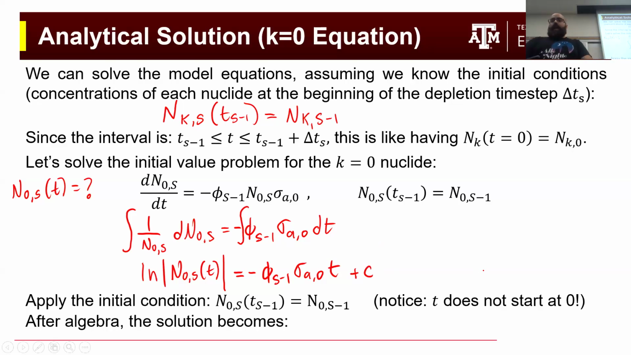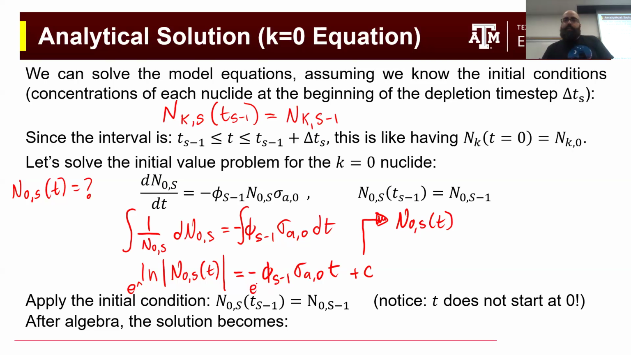Perfect. From here, I'm ultimately trying to get an equation for the concentration of nuclide 0. So how do I get this concentration by itself if it's inside of a log? Take the exponential of both sides. So that's what I'm going to show here. I'm going to exponentiate both sides. On the left-hand side, I get N0,S of t, because if I do e to the power of this, the e and the ln cancel each other out.